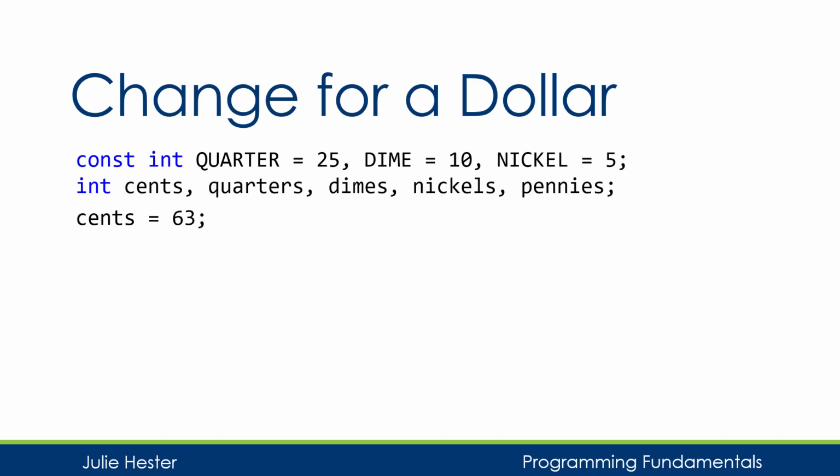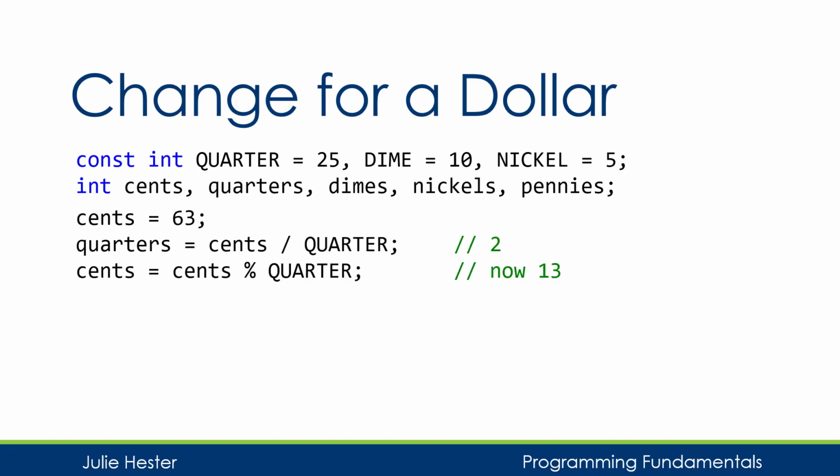So if I had 63 cents, here's how it would be calculated. The number of quarters that I need is our cents divided by quarter. We have 63 cents. How many quarters can we use? And that would be 2 quarters for 50 cents. That's going to give me a remainder of 13 cents. And I'll calculate that by saying cents mod quarter. Now again, quarter in capital letters is my named constant. Quarters in lowercase letters is the quantity of quarters that I'm using.